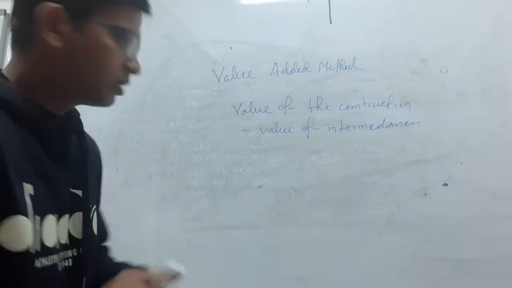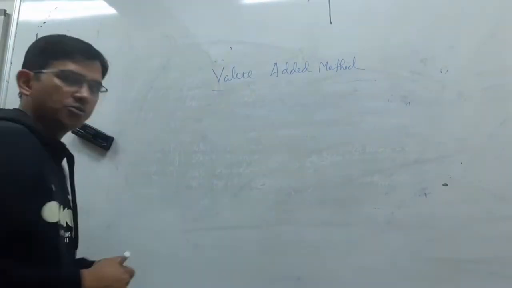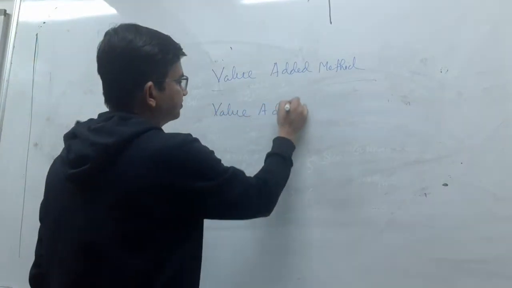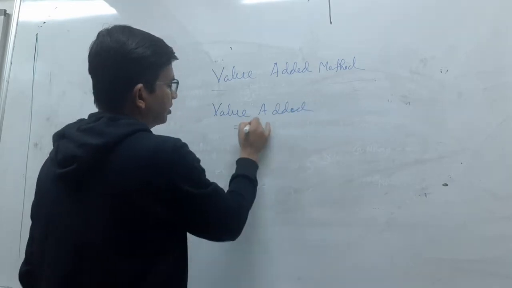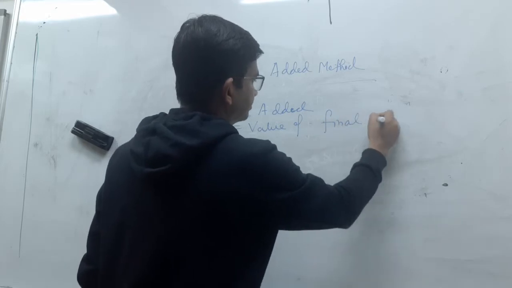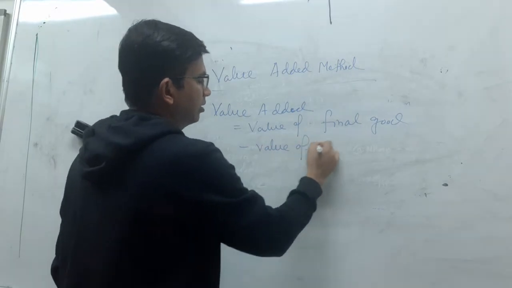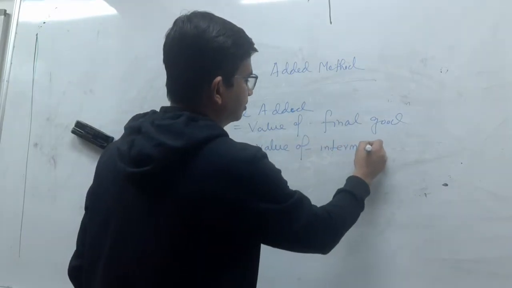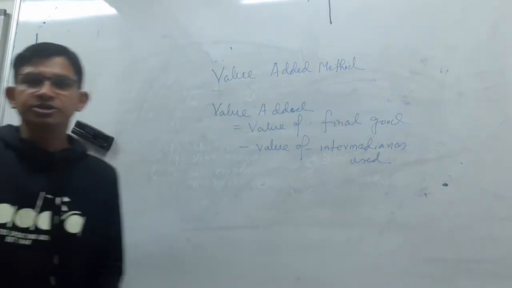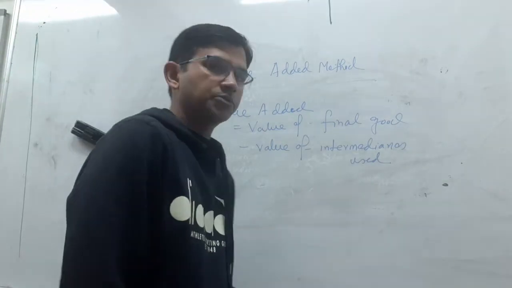Formally, whenever we find out value added in any stage of production, our formula is: value added means the value of final goods minus the value of intermediaries used. So if we do the subtraction, we will get the value added in this production process.